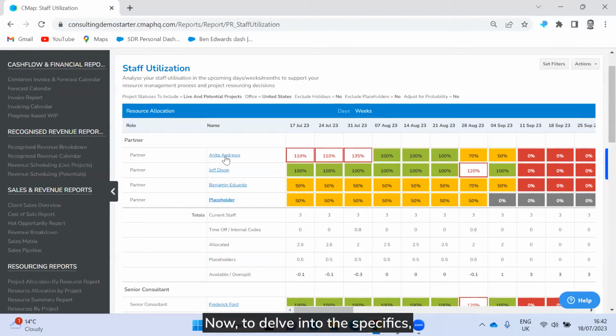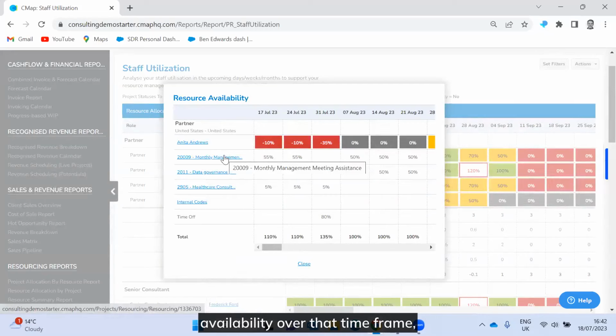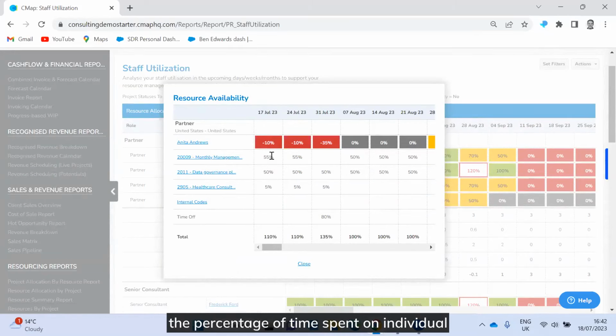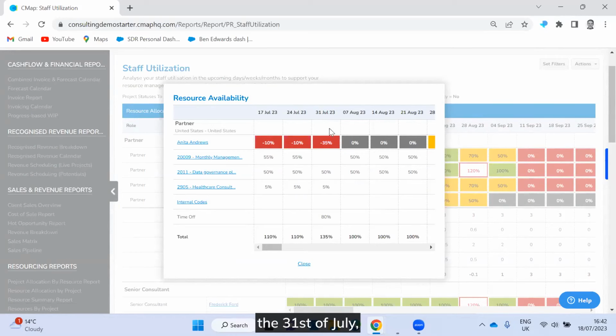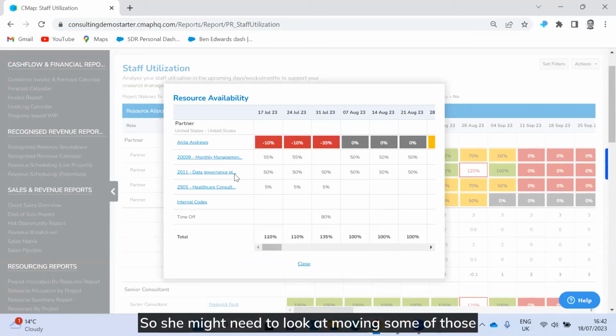Now, to delve into the specifics, we can click on Anita and we can see her availability over that time frame, the percentage of time spent on individual engagements. So you can see week commencing the 31st of July, she's actually got some time off, 4 out of the 5 days. So she might need to look at moving some of those pieces of project work either before or after, rather than doing them while she's away.